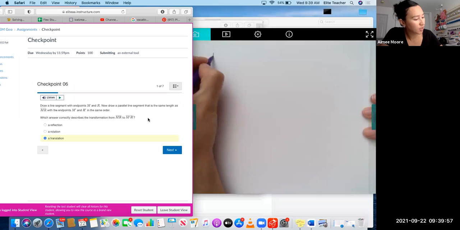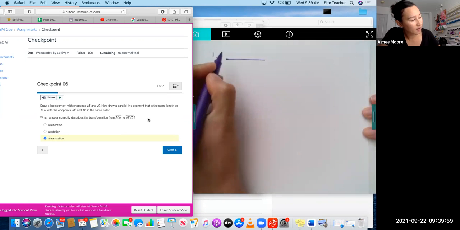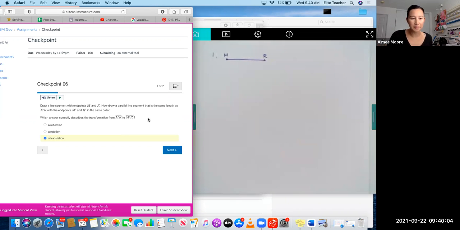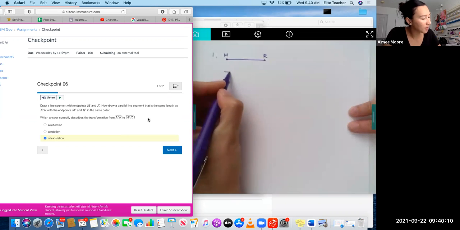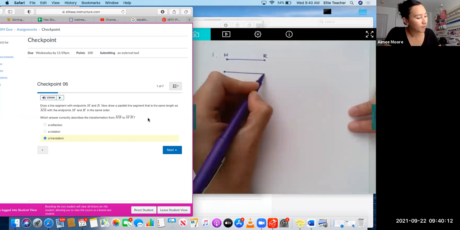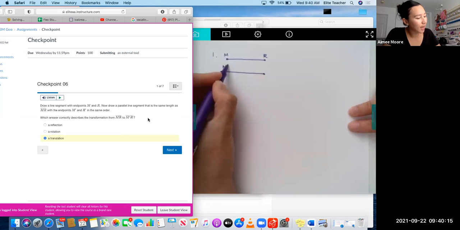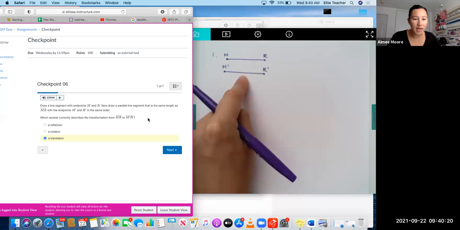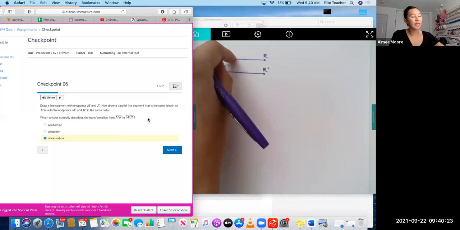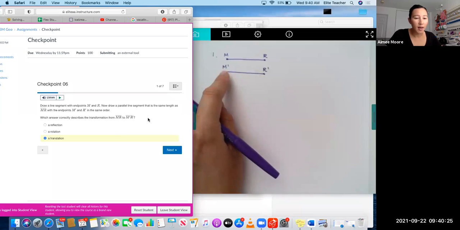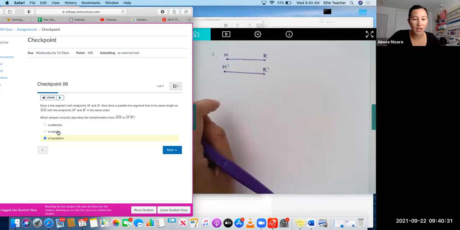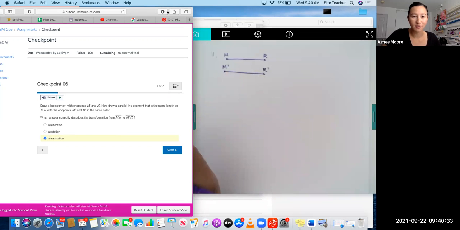So if we sketch a picture, here's our segment. We have the endpoint M and the endpoint R. So that's the first step. Now they want us to draw a parallel line segment that is the same length and label it with endpoints M prime, R prime. So we have the pre-image and then we have the image, and it looks like we're just sliding it down. So which correctly describes the transformation? Is it a reflection, a rotation, or a translation?